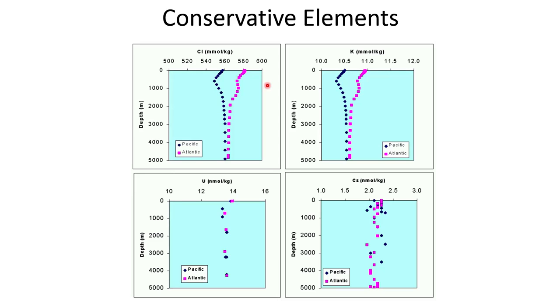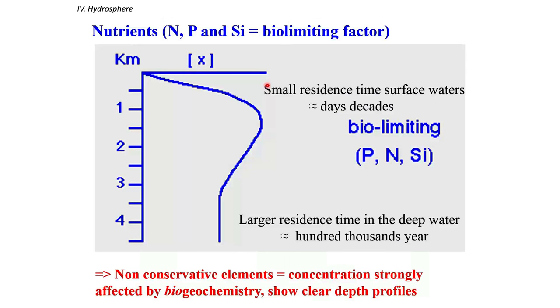So if we took chlorine, that's got the same concentration profile as potassium. So if we did the chlorine to potassium ratio, that would be the same everywhere in the ocean. And it's also kind of true for some of the less concentrated elements, so things like uranium and cesium, which tend to be bioinert-like in their profiles.